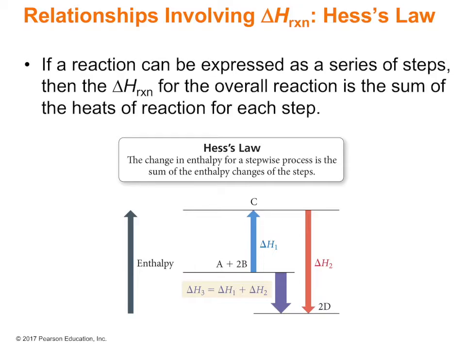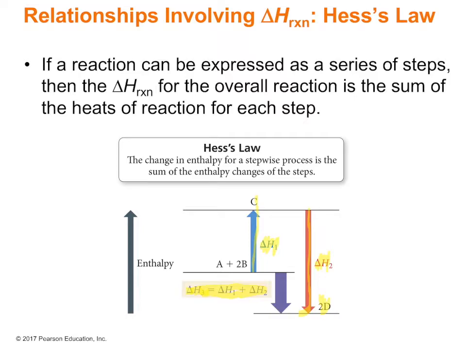Okay? If a reaction can be expressed as a series of steps, then the delta H for the overall reaction is the sum of the heats of the reaction for each step. So if A plus 2B gives us C, that's delta H1. Then the C decomposes and gives us 2D. That's delta H2. And so the delta H of the reaction is those two added together. This is called Hess's law. It says the change in enthalpy for a stepwise process is the sum of the enthalpy changes of the steps.